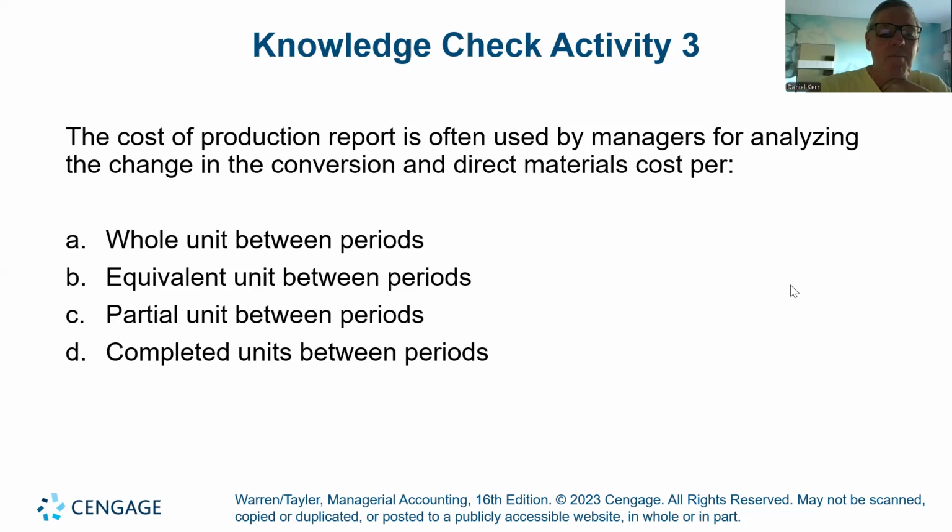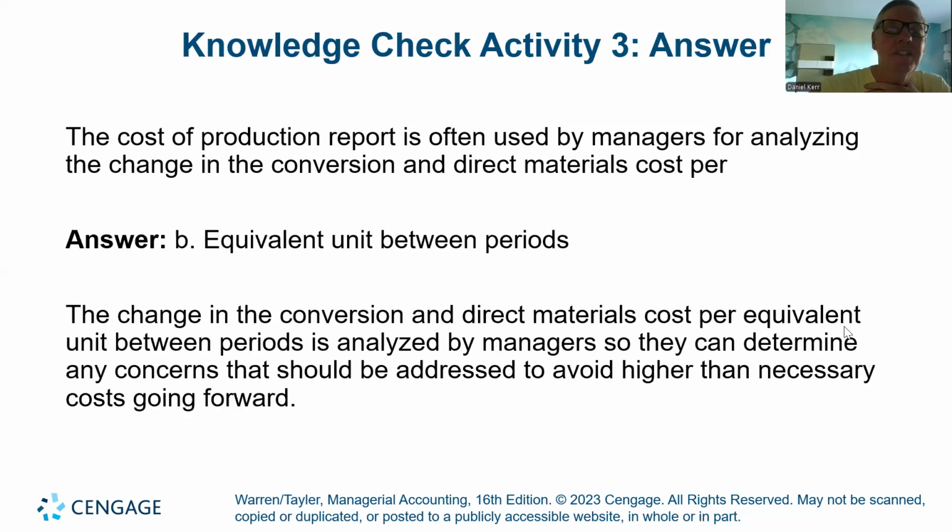We've never really talked about partial units, so I can cross out C. And completed units between periods, well, completed units are going to be a combination of costs from the last period and costs from this period, so that's not going to be the right one. So I would say equivalent units between periods. Not only is that consistent with what we just did, it's the right answer. So we focus on the cost per equivalent unit between periods.